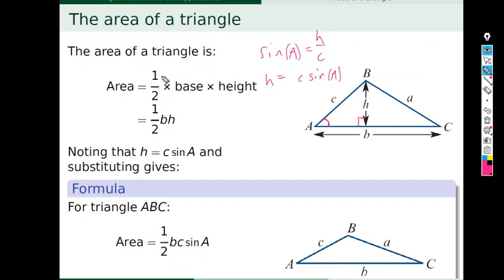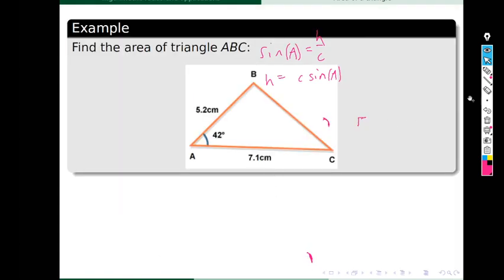So in terms of the formula, half base times height, the base is just this letter b, conveniently. We replace the height h with c sine of A, and we get this formula for the area of the triangle ABC: half b times c times sine of A. What this is saying is that if you do half times the two side lengths and the sine of the angle in between, you get the area of the triangle, as we can see from that proof. So, a pretty handy formula. All you need is two side lengths and the angle between them, and you can get the area of any triangle. Let's see how that works.